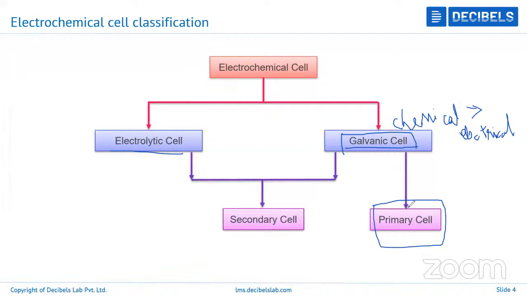The chemical energy inside cannot be obtained back, and it cannot be replenished as such. So it has to be disposed of once all of the chemical components, or the chemical composition inside, has been used up. So this is what a galvanic cell is. This is chemical to electrical energy.